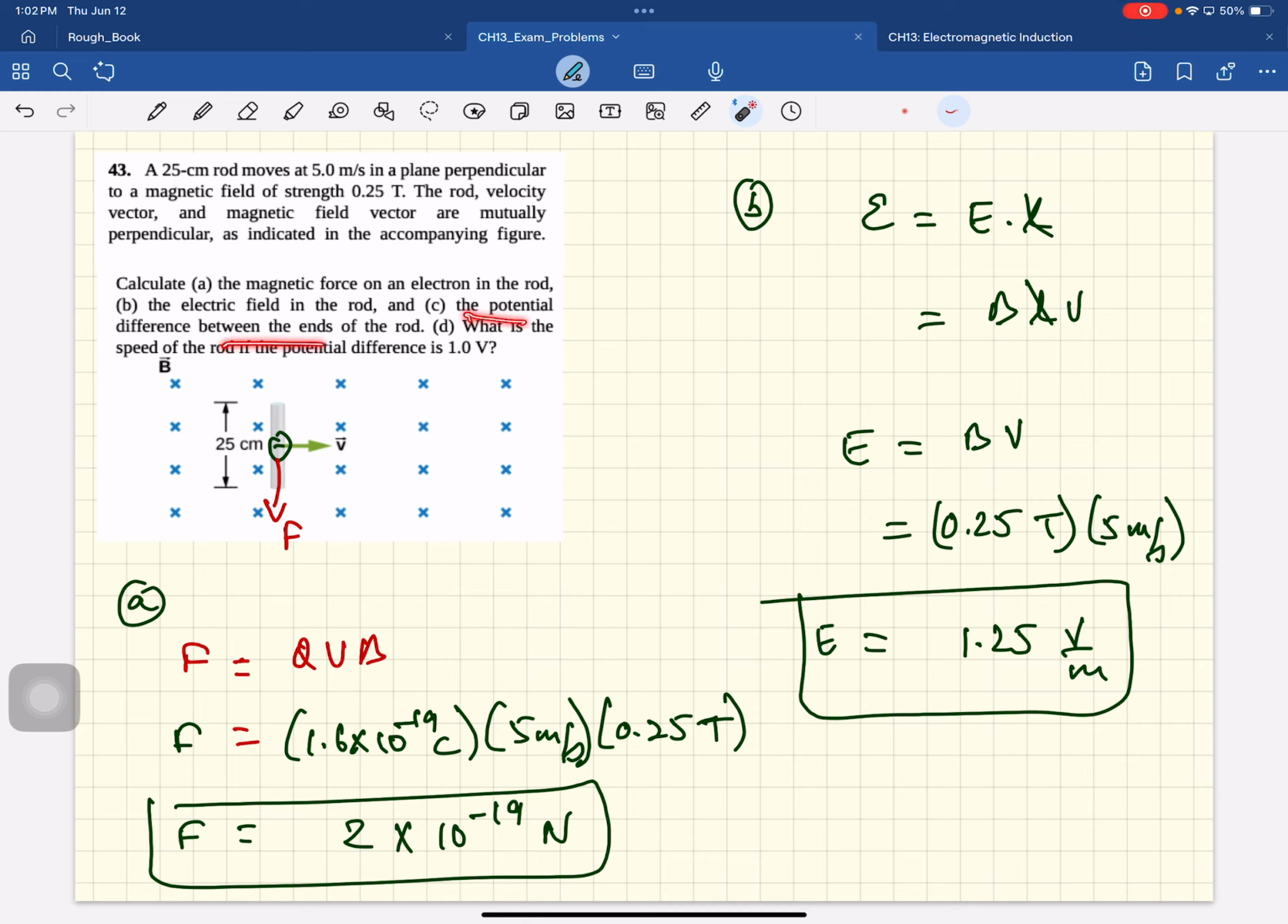The potential difference between the ends of the rod. Okay, so see, the potential difference between the ends of the rod is E times L, 1.25 volt per meter, times what is the length of the rod? 25 centimeters, 0.25 meters. So 0.31 volts.